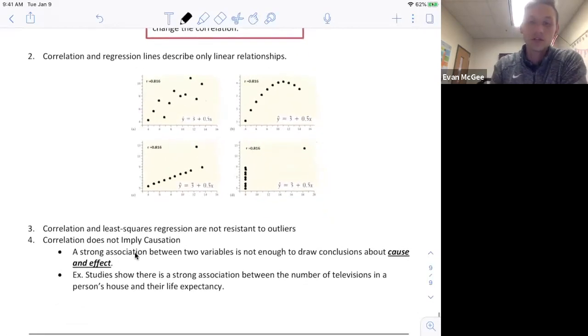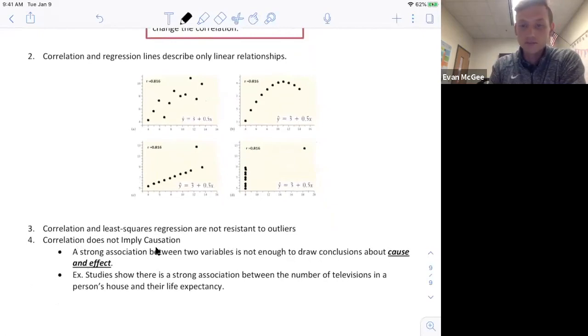And finally, just because two variables are associated or have a strong correlation, it does not imply cause and effect. One example would be studies showing a strong association between the number of TVs a person has and their life expectancy. You'd think if you want to live longer, you should just buy more TVs. But it's obvious that there's something hidden there. People that have a higher income, or make more money, have more access to healthcare, and they have more access to buying the things that they need to live a healthy life. So their income is the hidden variable that's influencing how many TVs they have, as well as their life expectancy.